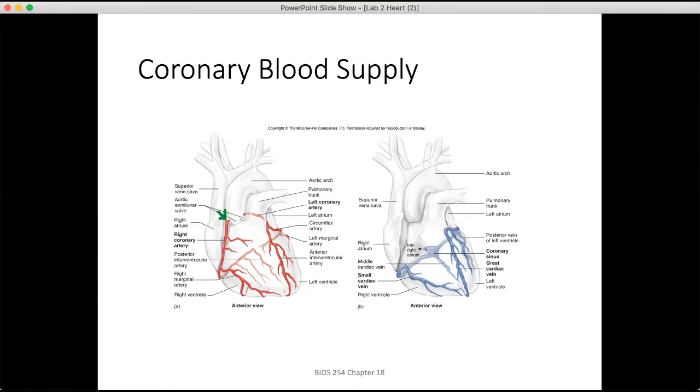The right coronary artery moves along the coronary sulcus, which is between the right atrium and the right ventricle. There is a lateral branch that comes off of it called the right marginal artery. The left coronary artery continues deep to the pulmonary trunk. In other words, it goes underneath it. On the other side of the pulmonary trunk, it branches. The branch going down anteriorly along the anterior interventricular sulcus is called the anterior interventricular artery.